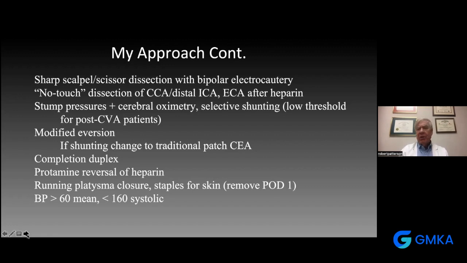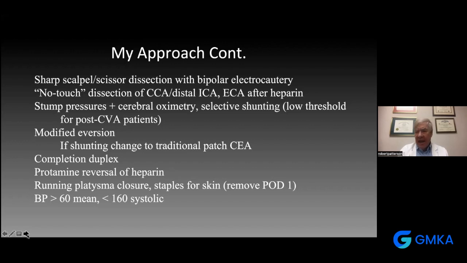I use stump pressures. I don't have a slide for that, but it's a way of looking at potential collateral circulation. And I also use cerebral oximetry, which may be available, which helps you look at the hemispheric perfusion in a transcutaneous method. And the combination of the two is how I decide to proceed with selective shunting.